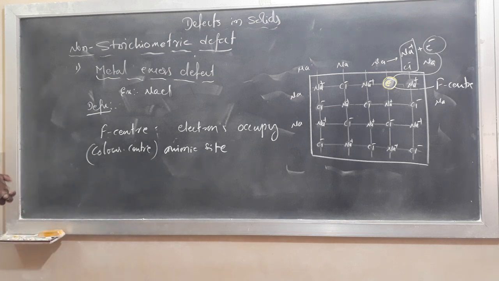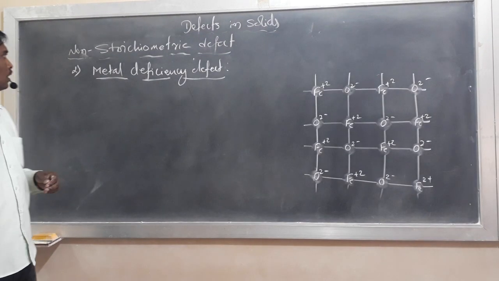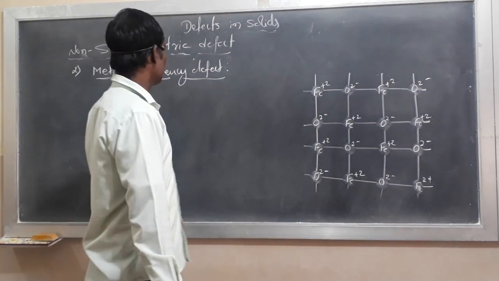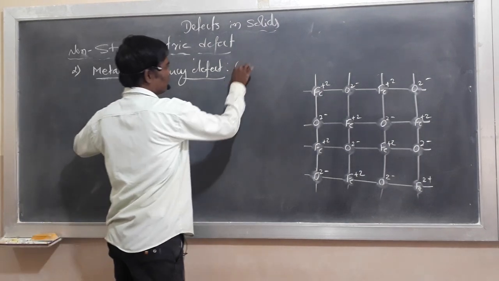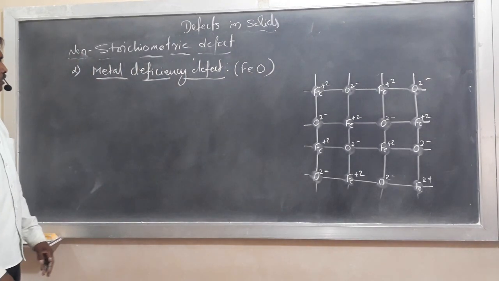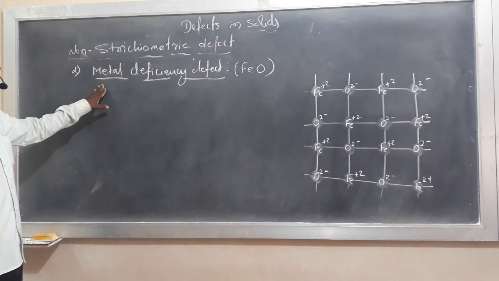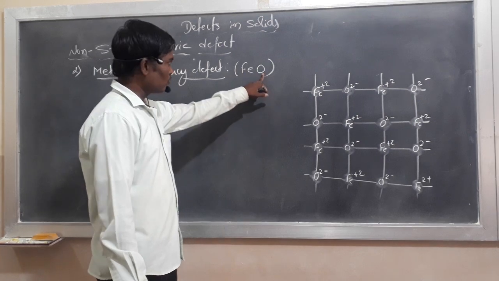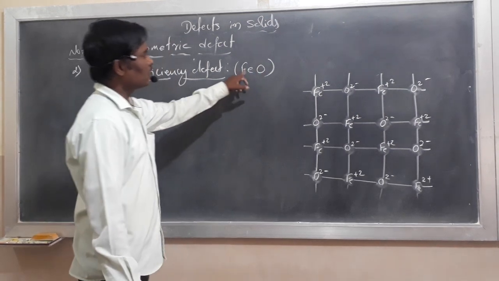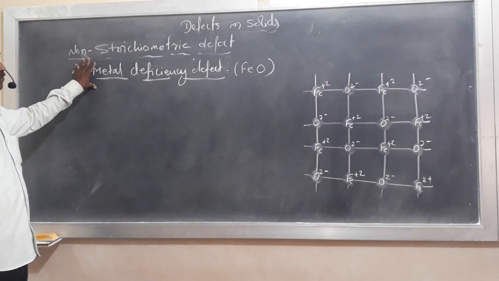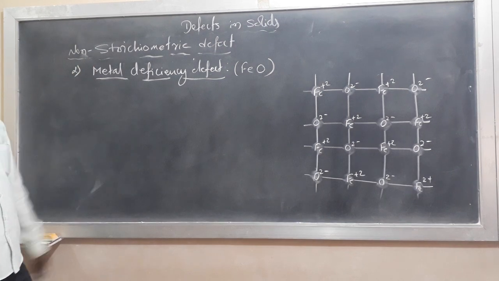Okay, the next one we go for is metal deficiency defects, another type of non-stoichiometric defect. To explain that, I am taking the example of FeO. Here the number of metal ions is less compared to the non-metals. Iron is a metal and oxygen is a non-metal, so the number of iron ions is less compared to the non-metals. When we observe such defects in crystals, we call them metal deficiency defects.